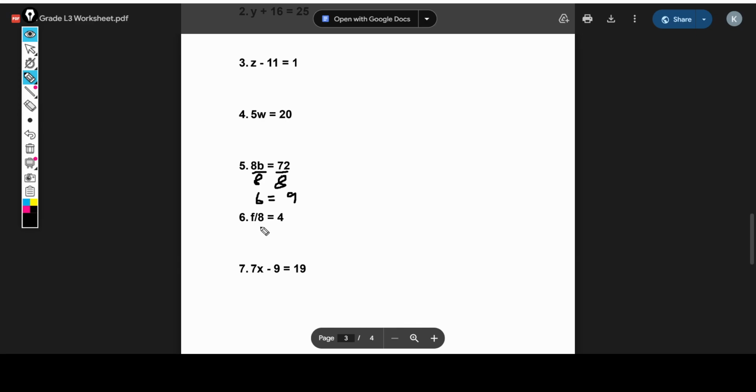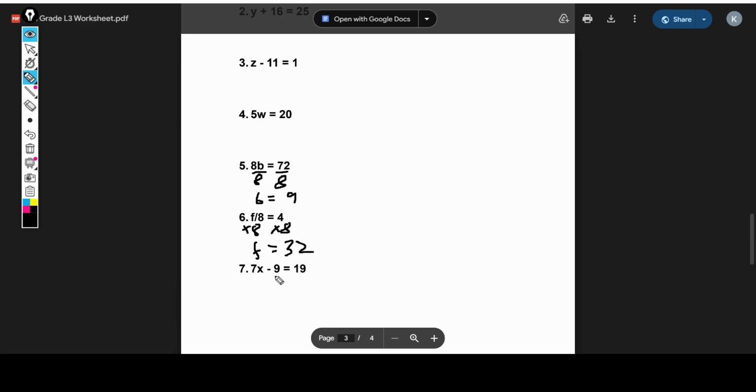And then this time it's a division here, so we're going to have to multiply both sides by 8, because multiplication is the opposite, the inverse operation of division. So if you want to cancel out, you'll do the inverse operation. So you get f is equal to 4 times 8, which is 32.